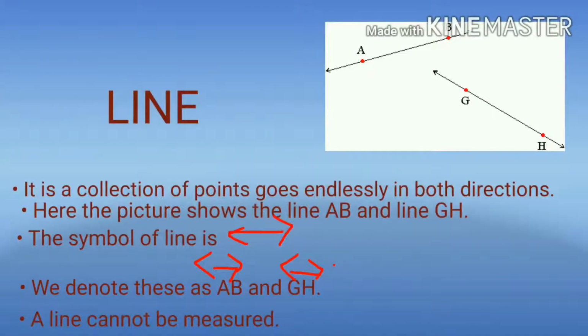Line. A line is a collection of points that goes endlessly in both directions. Here, the picture shows line AB and line GH. A line cannot be measured. It has indefinite length.